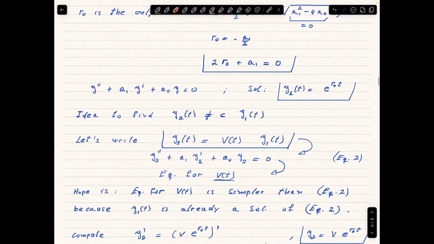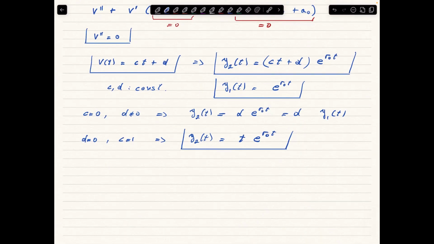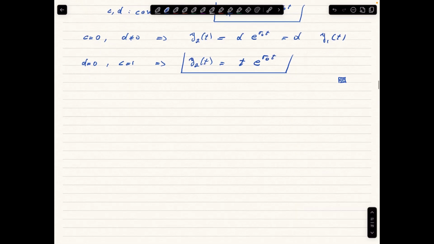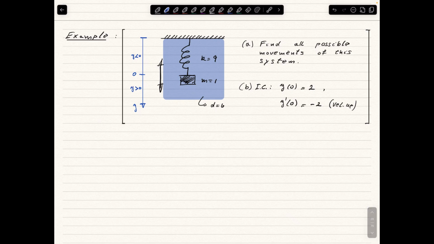And with that, we now have a proof, and we have proven the theorem by finding a second solution not proportional to the first one. Let's finish this video with one last example.